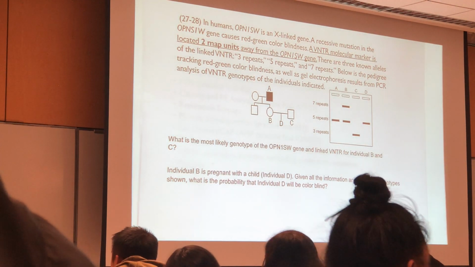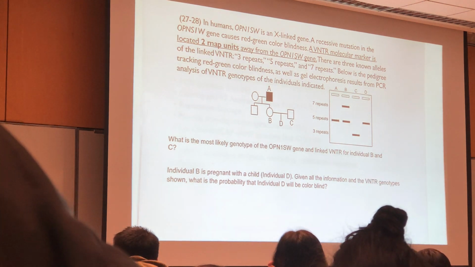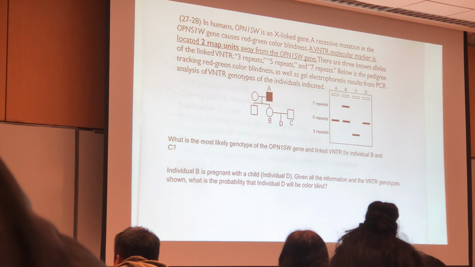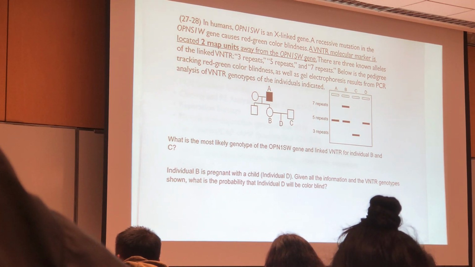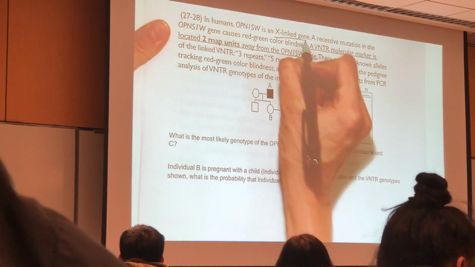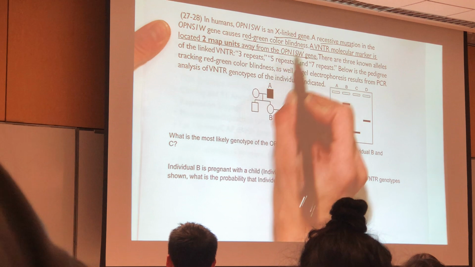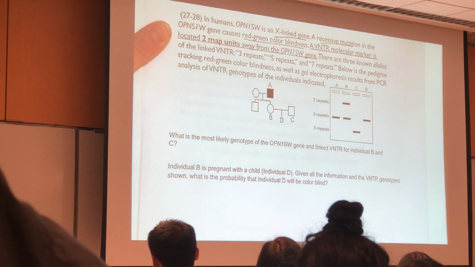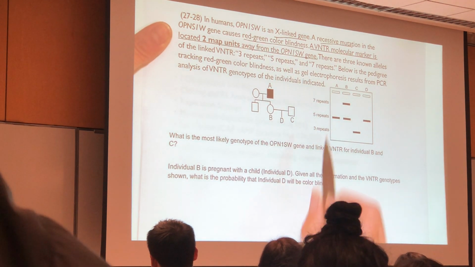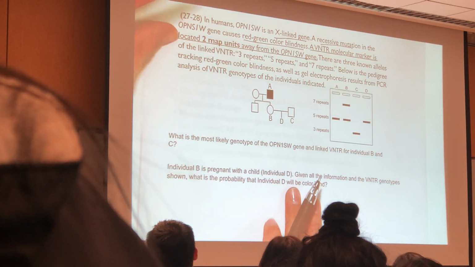We went through a different example in class yesterday, and so you're welcome to go back to that lecture video and walk through that example, which was of an autosomal trait. This is of an X-linked one, right? This gene is X-linked. A recessive mutation in this gene causes red-green color blindness. A VNTR molecular marker is 2 map units away from this gene.